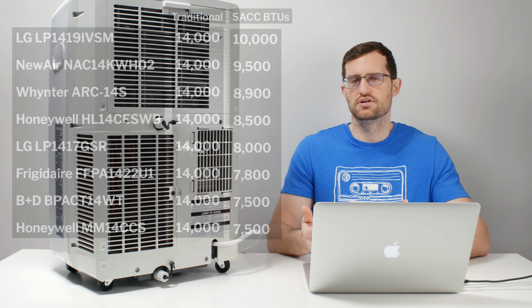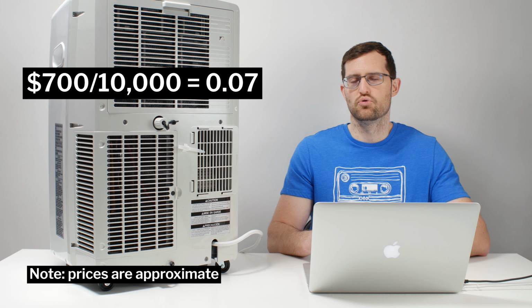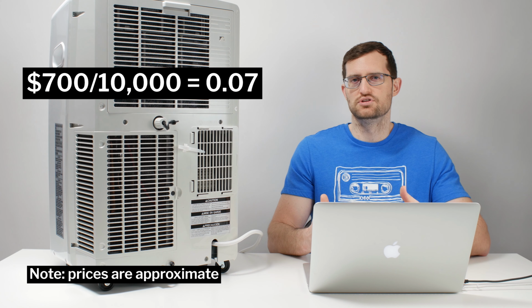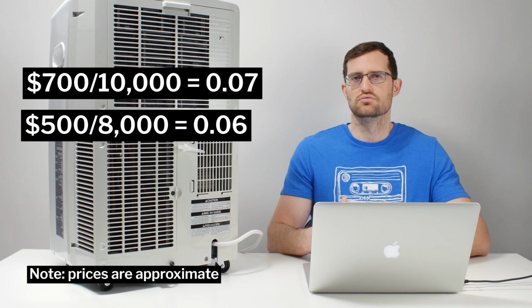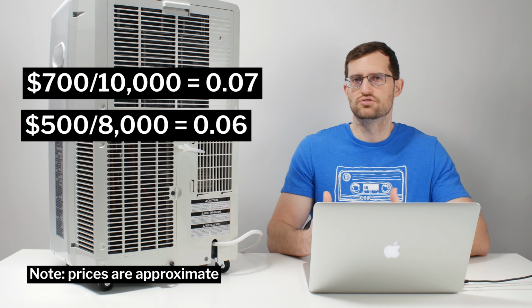When we do that for the more expensive LG, we see that $700 divided by 10,000 BTUs gives us a ratio of about 0.07. So that means that you're paying about 7 cents per BTU for the more expensive unit. The other unit, when you do the same math using its SAC and its price, you get to a price per BTU of about 6 cents per BTU. So when you do the math and you get the ratio for each unit for that SAC to dollar ratio, you see that even though the one unit is $200 more expensive than the other unit, the difference in the price per BTU is really only about 1 cent between these particular two units. You can also do the same when you compare units in different traditional BTU categories.